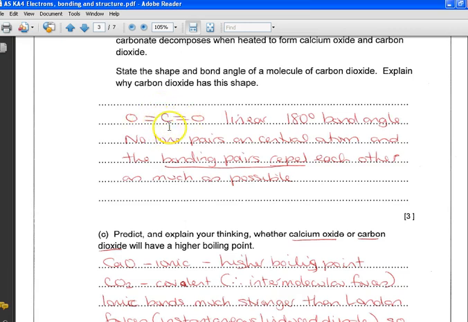So therefore, the bonding pairs repel each other as much as possible, and those words will pretty much need to go into any question that asks you about the shape of a molecule. Why it takes up the shape it does, it will be because bonding pairs repel each other as much as possible, and lone pairs repel a little bit more than bonding pairs. But there aren't any lone pairs here, so we get the straight 180 degrees.